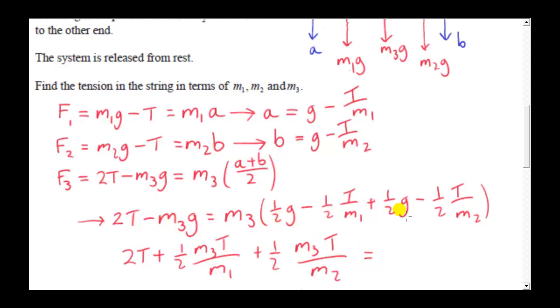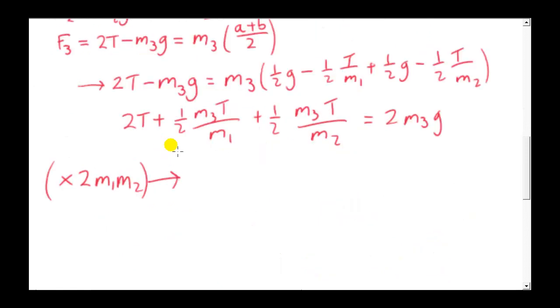So we have half G plus a half G is 1 G, M3 plus another G M3. That's 2 G M3. Now, to get rid of the 2 in the halves, you can multiply everything by 2. And to get rid of the denominators M1 and M2, multiply everything by M1 times M2. So the first term becomes 4 M1 M2.